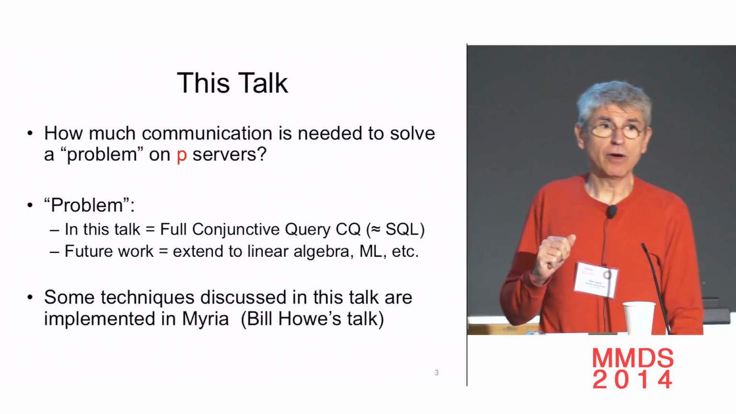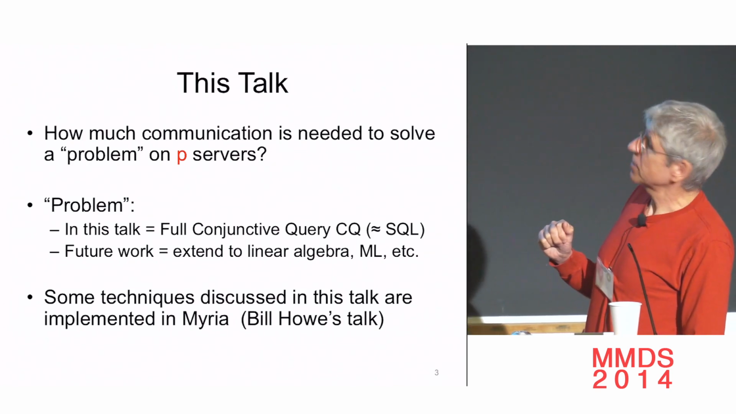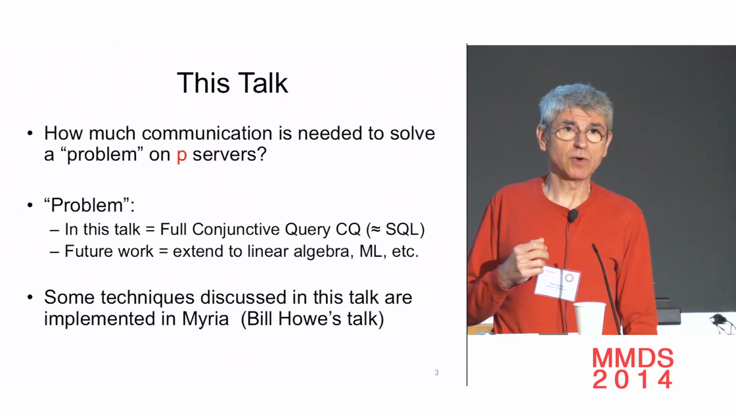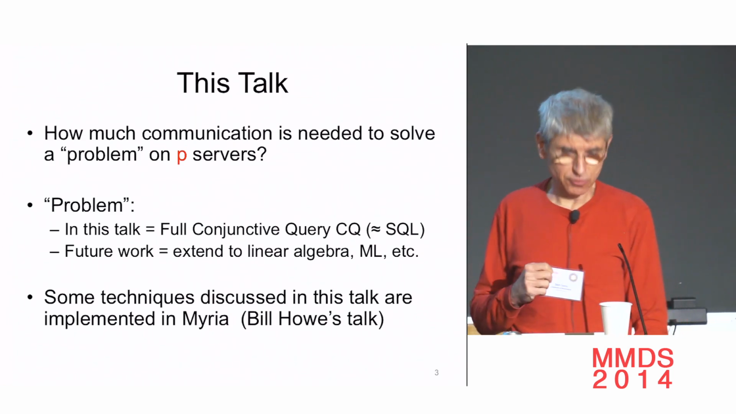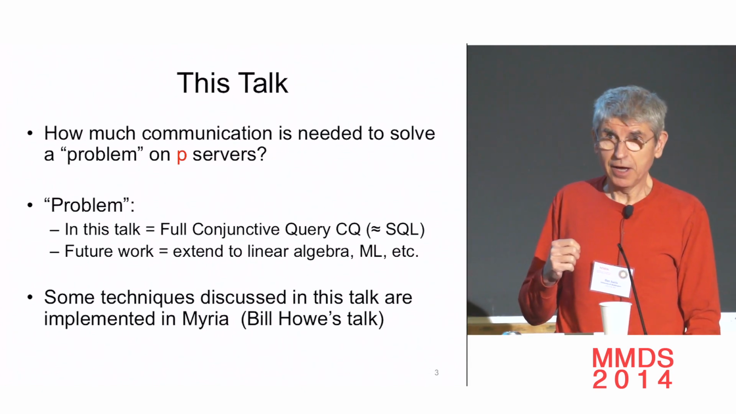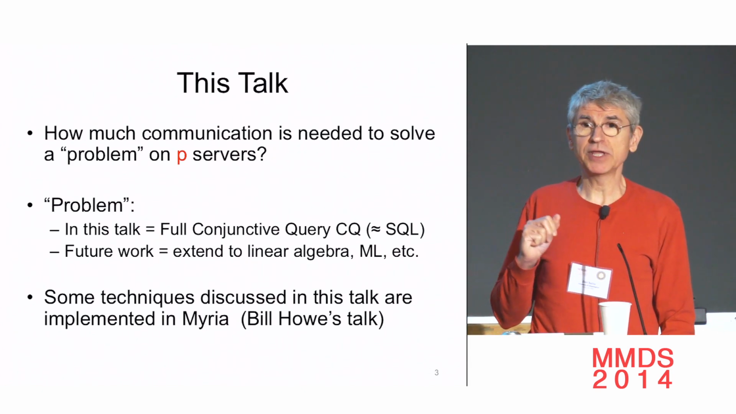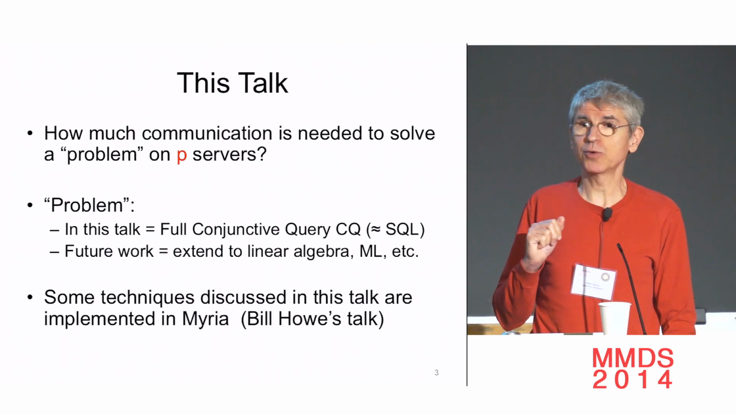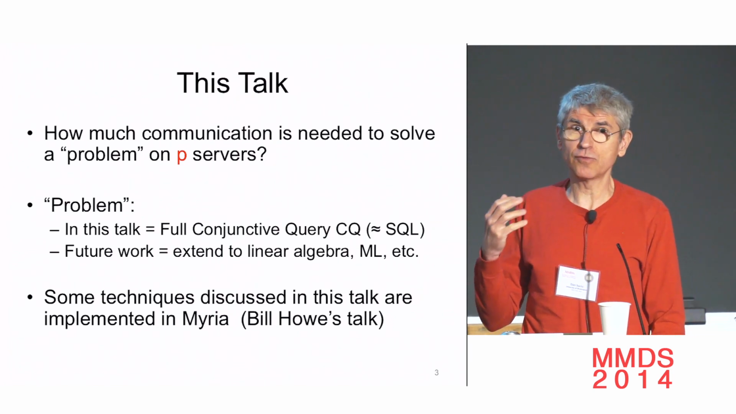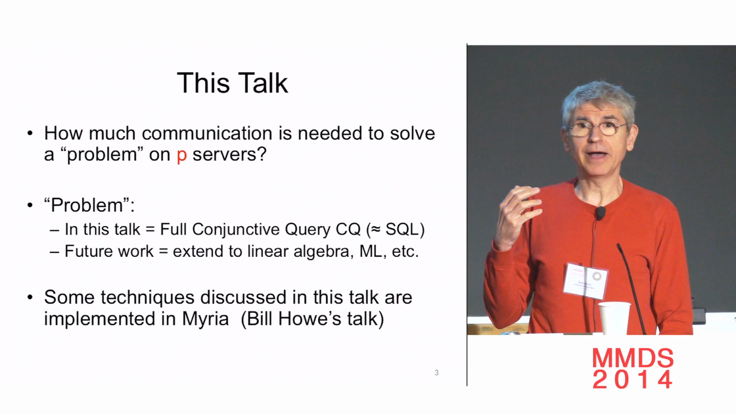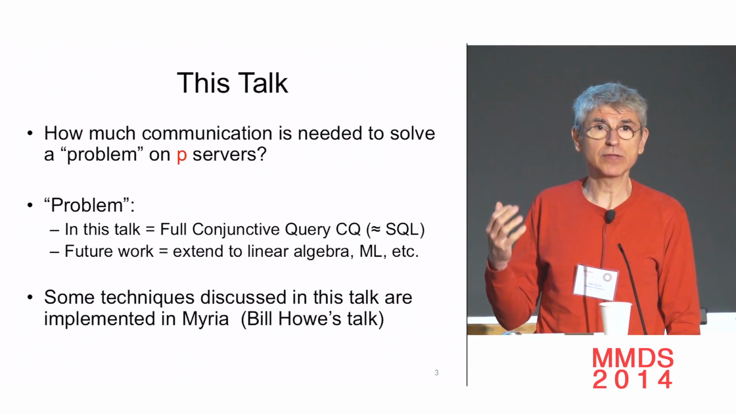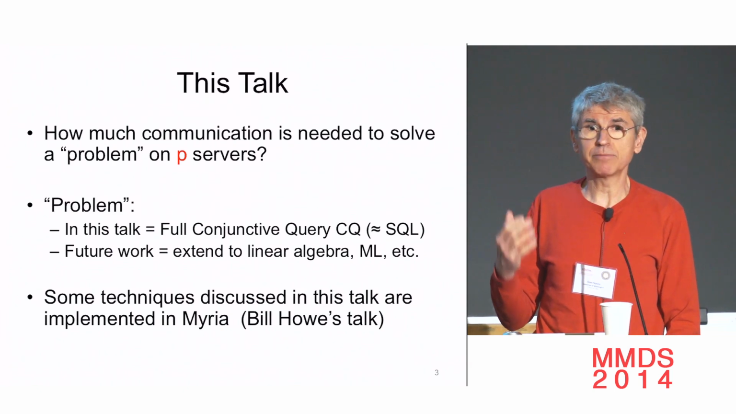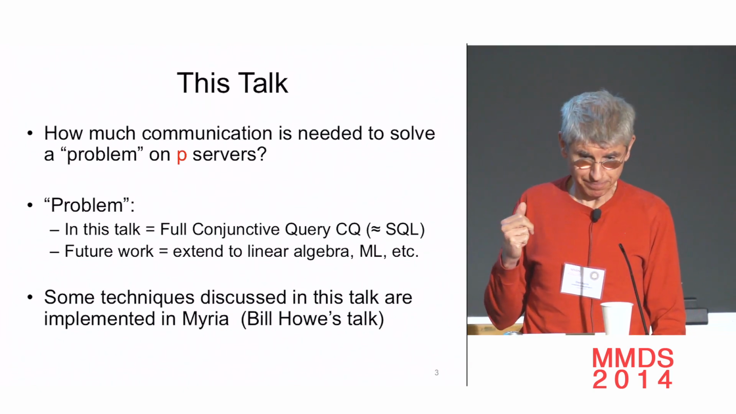We have a number of servers P, and we have a problem that we want to solve. And the question is, how much communication do you need to pay in order to solve this problem? I should warn you, this is a theory talk. I'm not going to show you fancy slides. I'm going to show you lots of formulas. But I think it's an interesting theory that is relevant to anyone who is interested in processing large data sets.